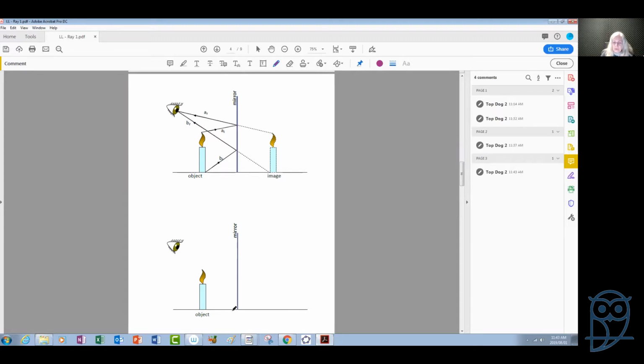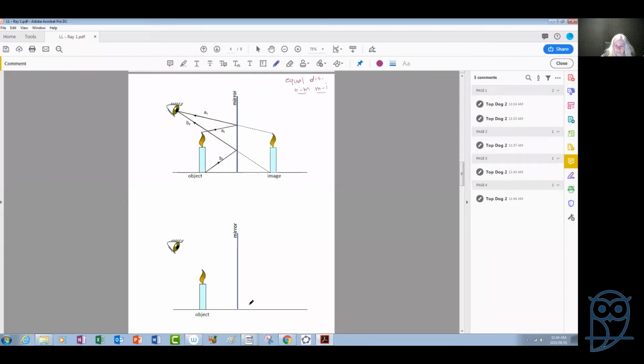And what do we do? First thing is that we rely on the fact that the image is at equal distances from the mirror. The distance between object and mirror is equal to the distance between mirror and image. Equal distances between object, mirror, and image. I forgot the word. So this is an important thing.